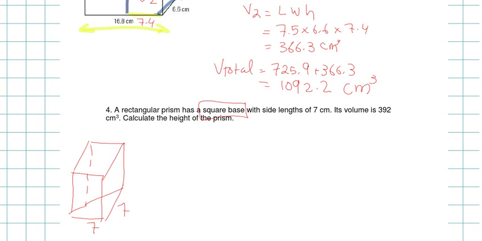So that means both sides are the same and they're both 7. I know that the volume is 392 centimeter cubed, and I know that volume is equal to length times width times height. The question is asking me to solve for the height. I know the volume, and I know both the length and the width. The volume is 392. The length is 7 and the width is 7. And then I don't know what the height is.